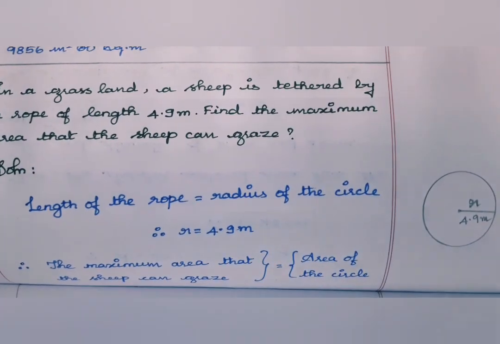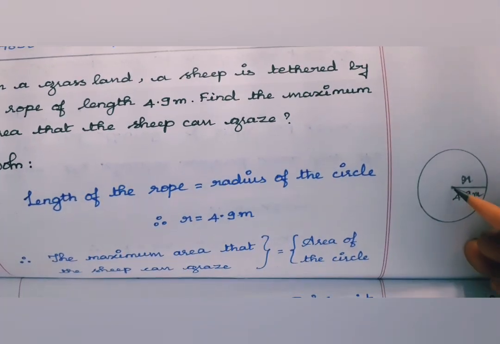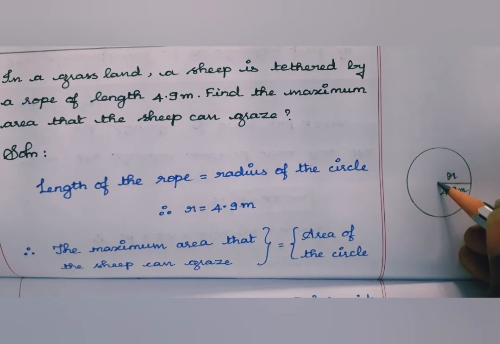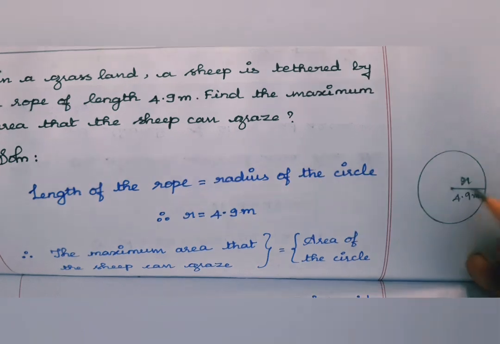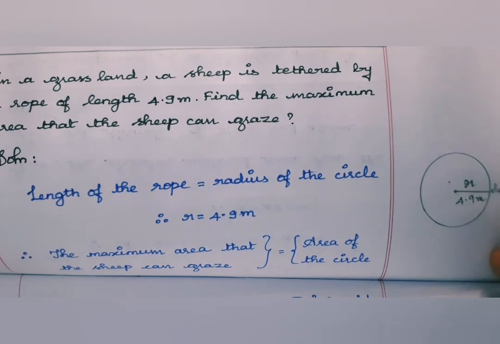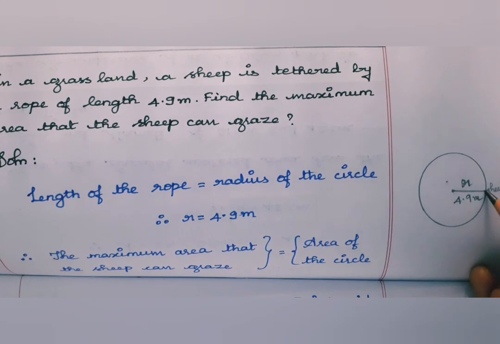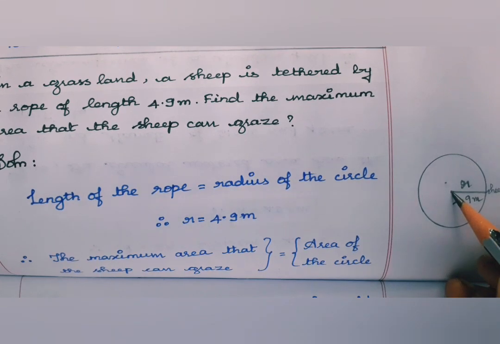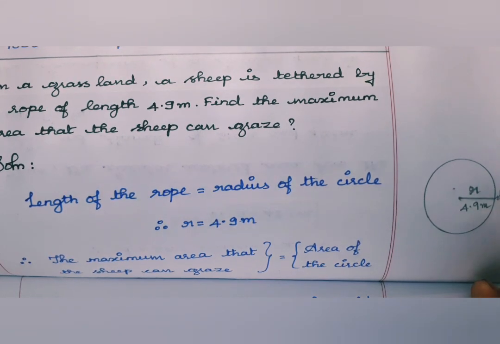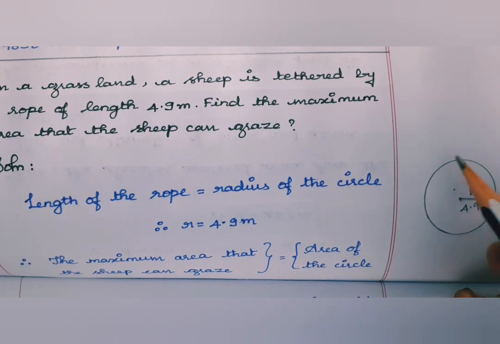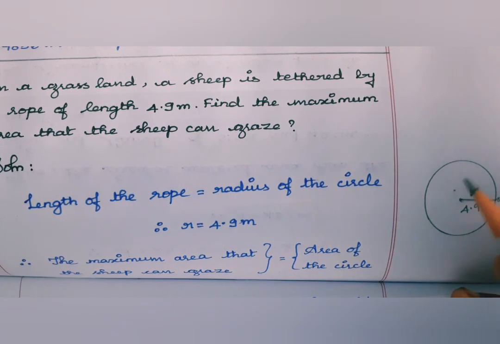There is a land. In that land, here is the stick, okay, which is fixed to the ground, and the sheep is here. This radius is nothing but the length of the rope between the sheep and the stick, okay. Now what's the thing is, with the help of this length only, it can graze the land where the sheep is placed, right?